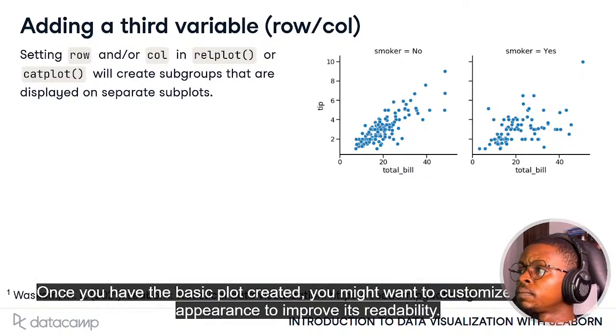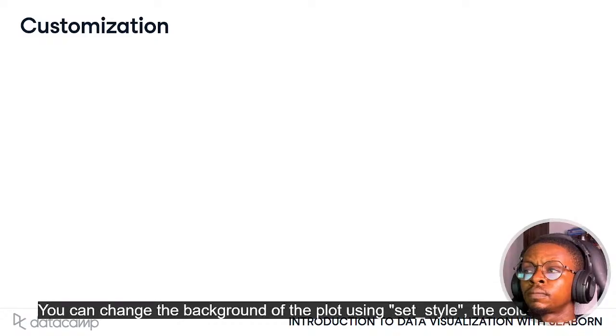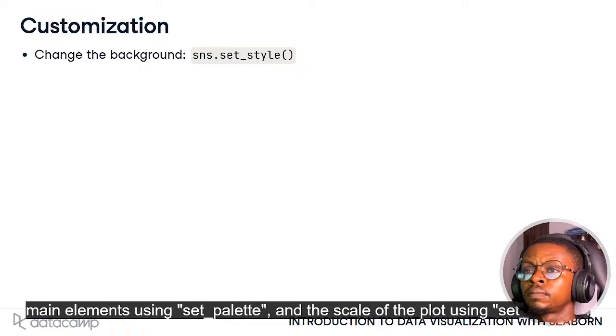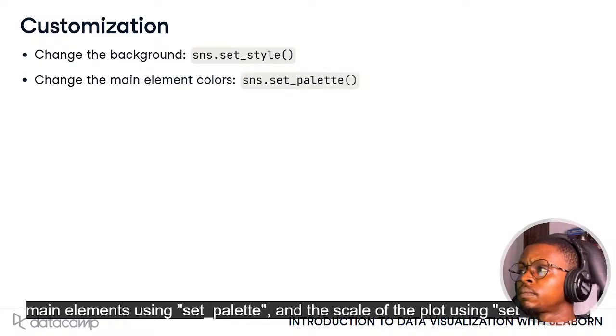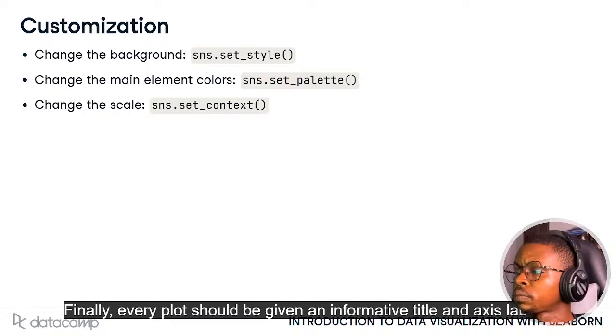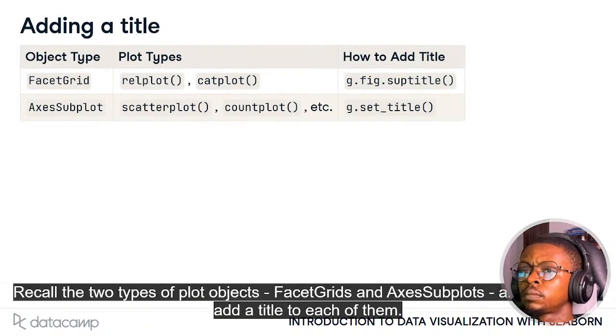Once you have the basic plot created, you may want to customize the plot's appearance to improve its readability. You can change the background of the plot using set_style, the color of the main elements using set_palette, and the scale of the plot using set_context. Finally, every plot should be given an informative title and axis labels. Recall the two types of plot objects, FacetGrids and AxesSubplots, and the way to add a title to each of them.